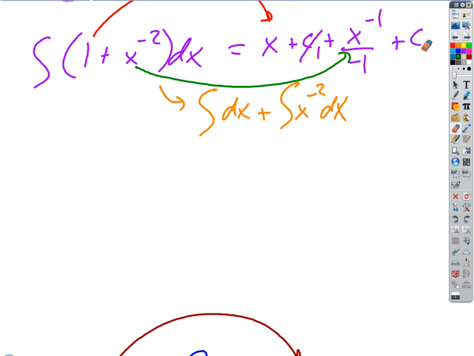What about this term? What's that going to look like? So our answer just looks like x divided by -1, which is the same as multiplying by -1. So I just get that. Right? X to the -1 just moves it to the bottom. Okay, make sense? So by splitting up that integrand, it ended up being very simple.